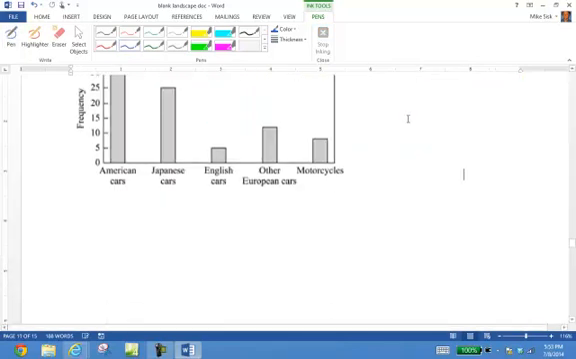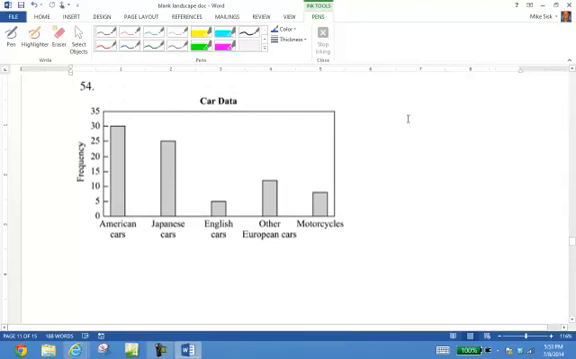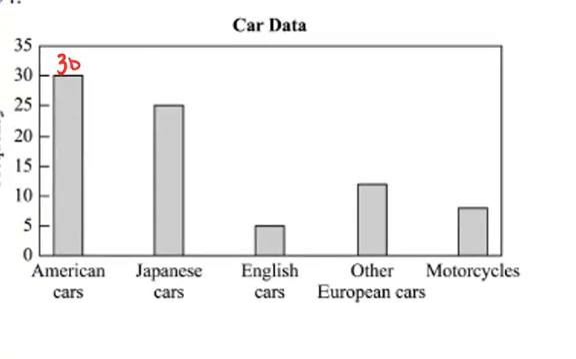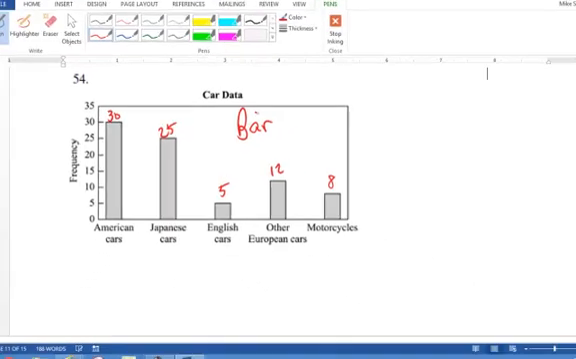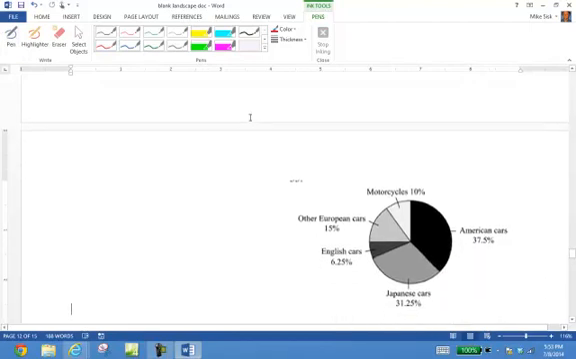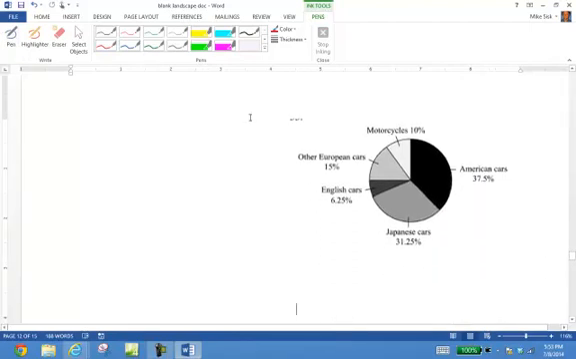And you're going to see this again. Here's the car data right here, where the number of American cars is 30, Japanese cars is 25, English cars 5, other European cars 12, motorcycles are 8. And there's the bar chart right there. Notice that they're separated. With the pie chart, it's coming right here on the right hand side. Here we go. You've got the percentages right there, and they've shaded these. It's much more accurate than mine is, but look at the idea.